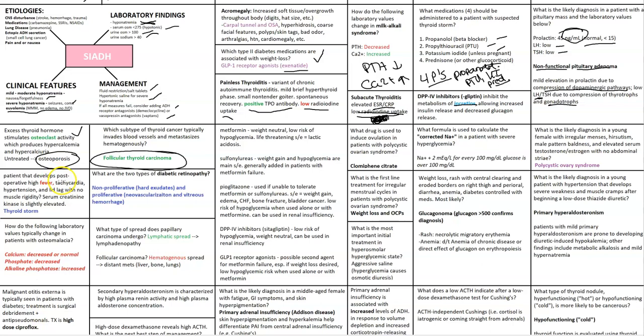Patients that develop postoperative high fever, tachycardia, hypertension, and lid lag with no muscle rigidity. So the key is no muscle rigidity. Serum creatine kinase is elevated. That's thyroid storm. And remember, the 4 medications that you give in thyroid storm are propranolol, PTU, potassium iodide, and prednisone.